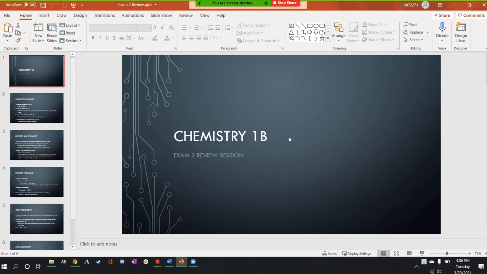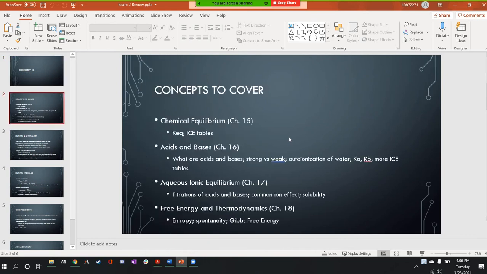All right, welcome everybody to the Chem 1B Exam 2 review session. Here's what we've covered up to this point, just to reel it all in. Chapter 15 was all about chemical equilibrium. That was the first place that we saw KEQs, equilibrium constants. We got introduced to the dreaded ICE table. It's all right. It's really not that scary. Just own the ICE table, and then it can't hurt you.